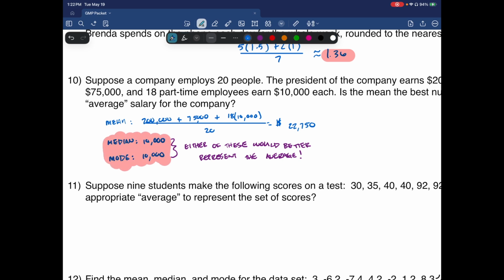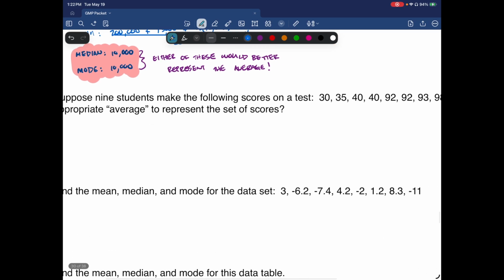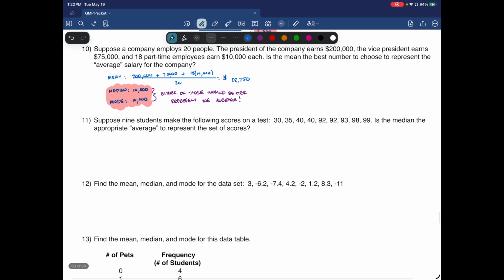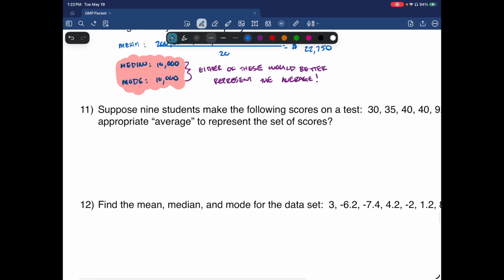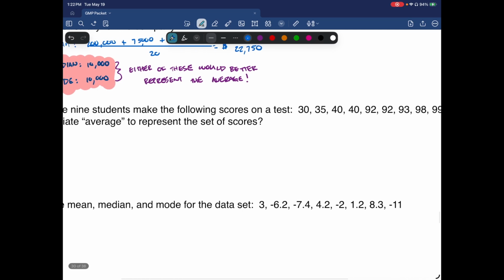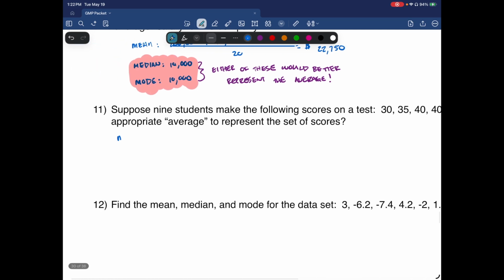Okay, so on number 11, suppose 9 students make the following scores on the test. Is the median an appropriate average to represent the set of scores? All right, so first of all, they are already in order. So the mean, if I added all those numbers up, that would be 619 over 9, which gives me an average of approximately 69.